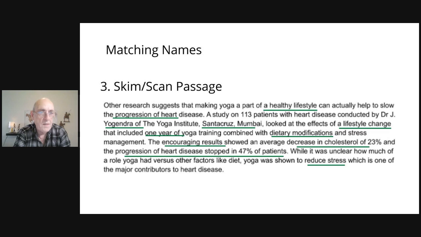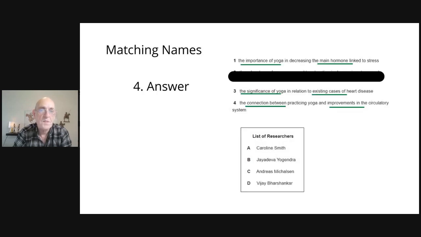So we have a healthy lifestyle, progression of heart disease. And we have, again, the most important information, Dr. J. Ujendra, and he's in Santa Cruz, Mumbai. But again, we can see that healthy lifestyle and lifestyle change are very important. And also the idea of heart disease. Because we've identified the keywords, we should be able to easily identify the idea that goes with this researcher.